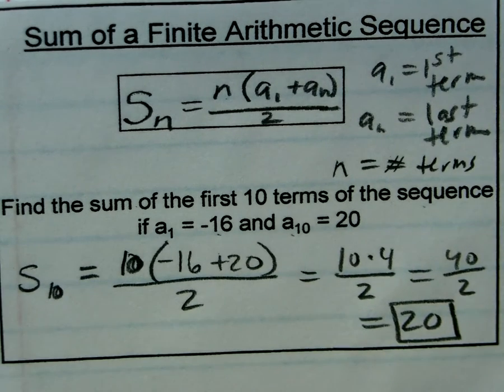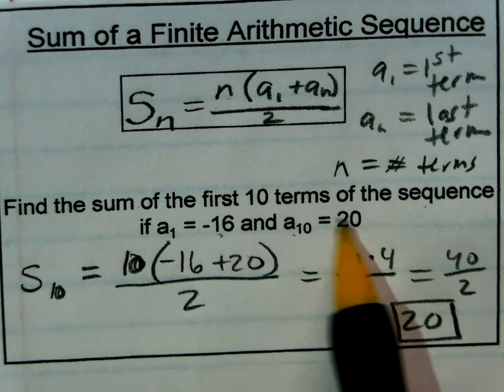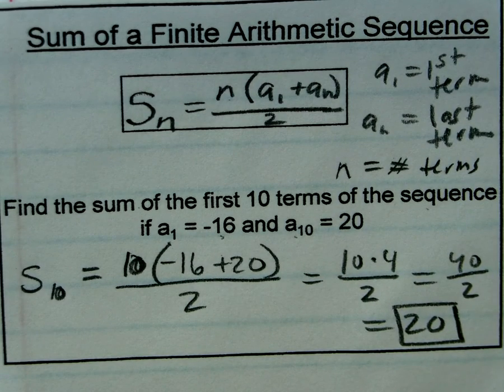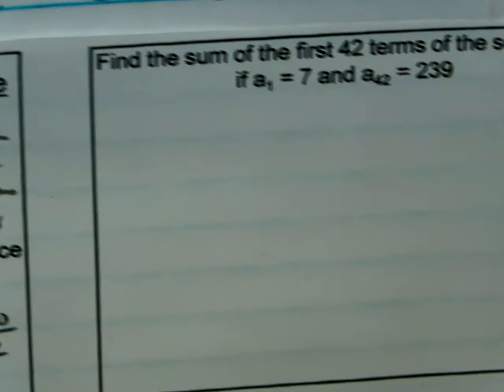So they're not actually giving us the whole sequence. We know it starts with negative 16, it ends with 20, and we know how many terms, and that's all we need to put it into the formula. When we get towards the bottom, it'll look a little bit more like actual sequences. Okay, so let's do another one of those where they give us lots of the information.